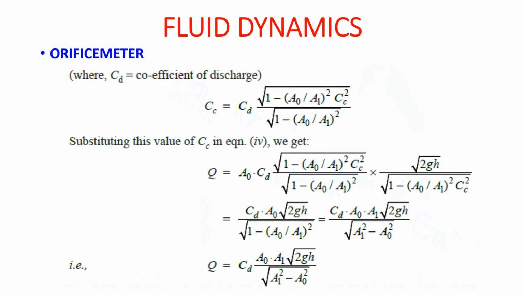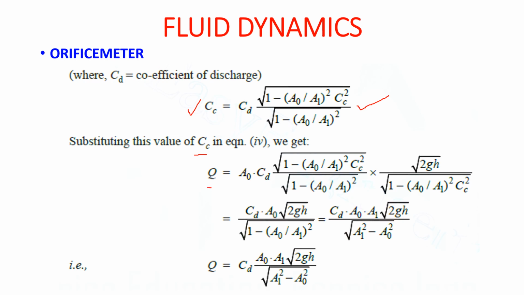Now, if we require the value of coefficient of contraction, for that we have simplified again. The coefficient of contraction is taken at the left hand side. So we get this value as Cd into under root, just the above terms are inverted, under root 1 minus (A naught by A1) bracket square into Cc square divided by 1 minus (A naught by A1) bracket square. So substituting this value of Cc in the equation, this A naught into Cc, the equation is A naught Cc into V2.